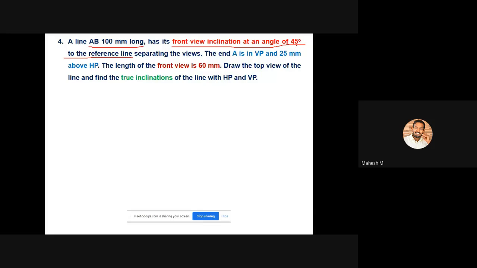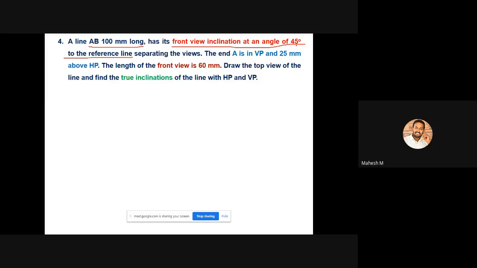If it is a degree, actually we can mention the degree in 4 units. One is theta, another is phi, the third is alpha, and the fourth is beta. So 45 degree, which category does it come under? Front view inclination, sir. Theta, sir.